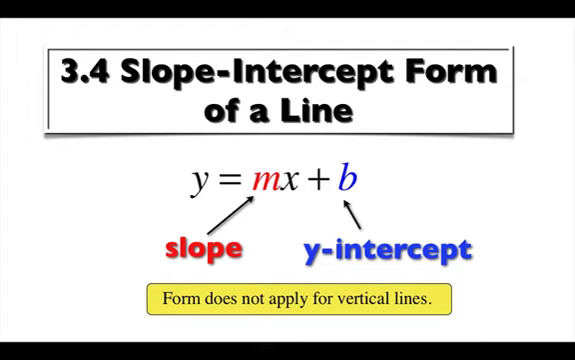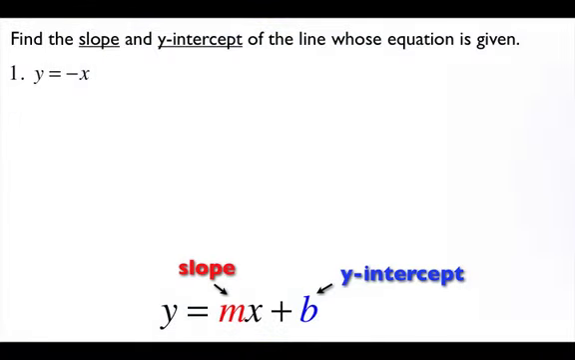In this section, you're going to start seeing a lot of things that we have seen in previous sections. So we're going to put it all together in section 3.4. Let's move on to the next slide. It says find the slope and y-intercept of a line whose equation is given. So here's number one, y equals negative x. So we need to identify the m and the b.